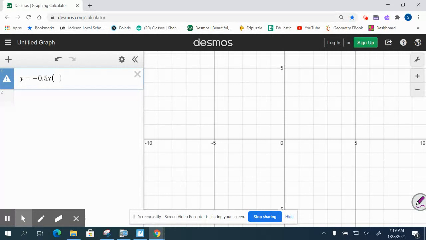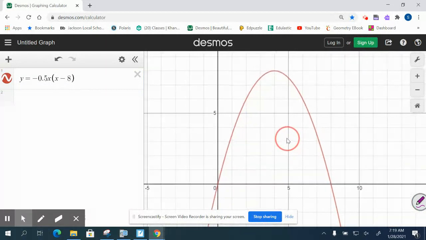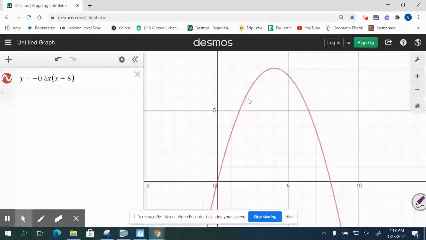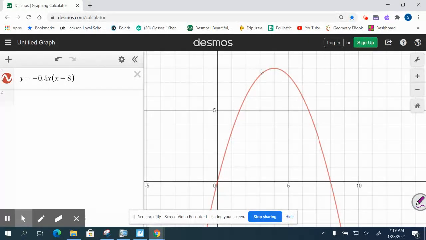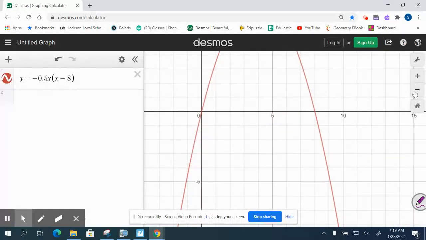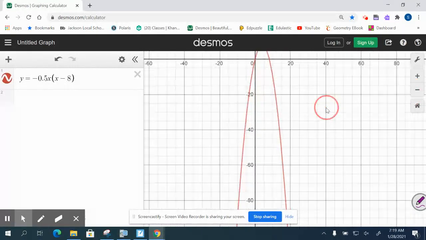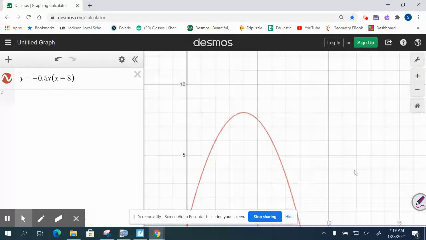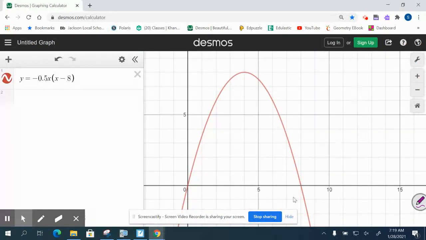And then the next part is times x minus 8. All right. So here is the arched doorway. If you look up at the top, the way that these quadratic equations work is they go up and then they come back down. Okay, and if you scroll out, it goes down for infinity, but it only reaches a maximum height, or sometimes it's going the opposite way and it reaches a minimum.